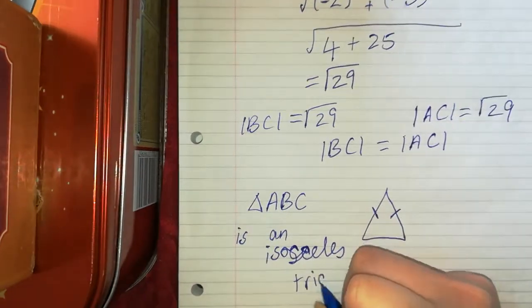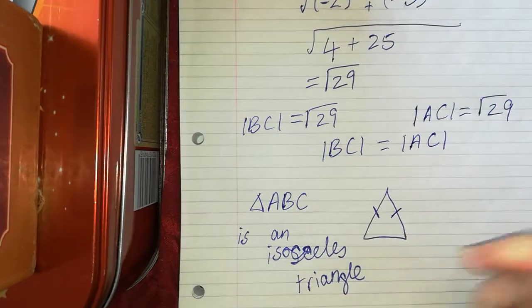And then D is the midpoint of AB. Find the coordinates of D. So if we want to get the midpoint, there's a formula for the midpoint, so just get that here.